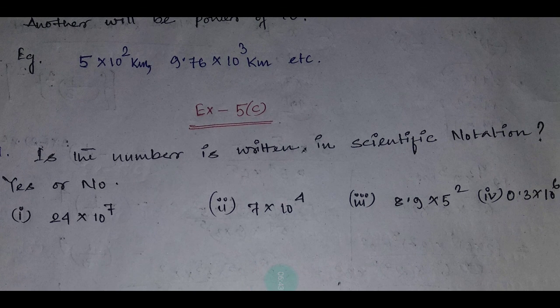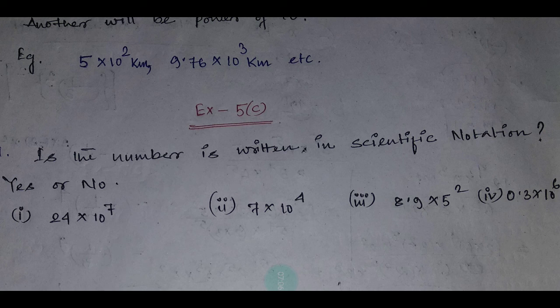Now see the third number, 8.9 into 5 square. Is it in the form of scientific notation? You have to check both terms. 8.9 is in between 1 to 10. But the next term is given as 5 square, and we need 10 power something. So it is not in the form of scientific notation. So the third answer will also be no.